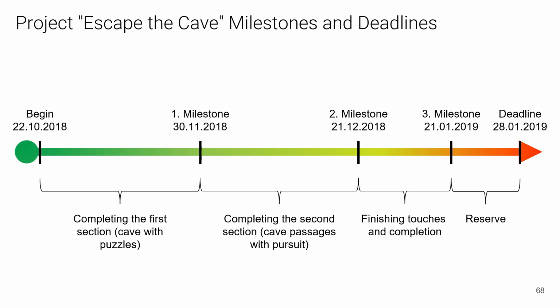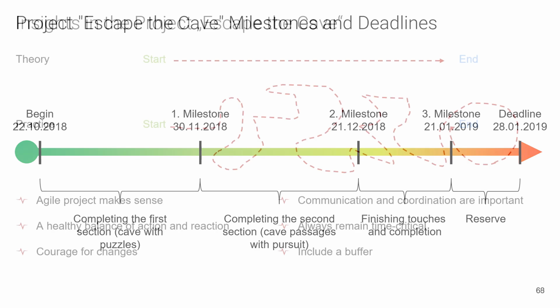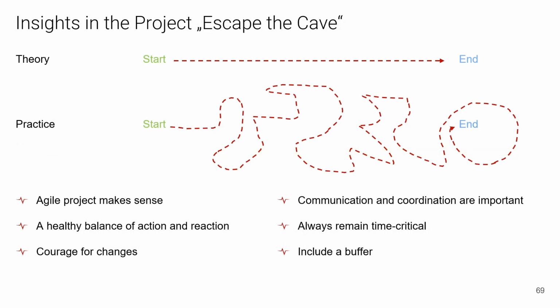Here we can take a look at the milestone plan for the project Escape the Cave as it was initially established. It was certainly sensible to include a buffer at the end of the project. Here is the final slide of the project presentation for the Escape the Cave project. The students have presented their perspective on the project's progress in an interesting manner at the top, and finally, they have compiled points that they consider to be very important.